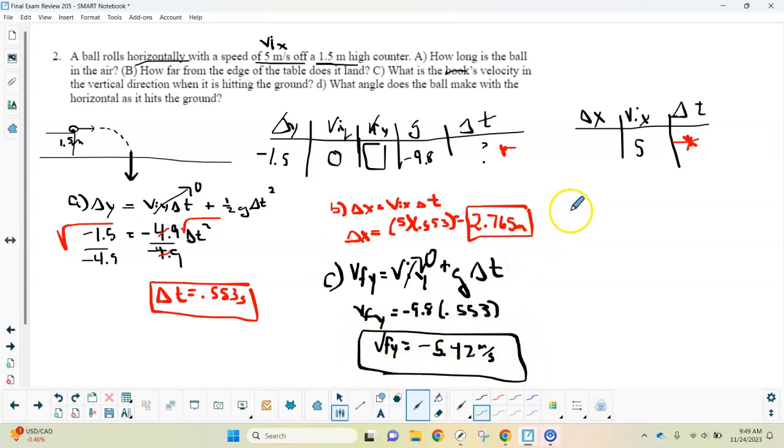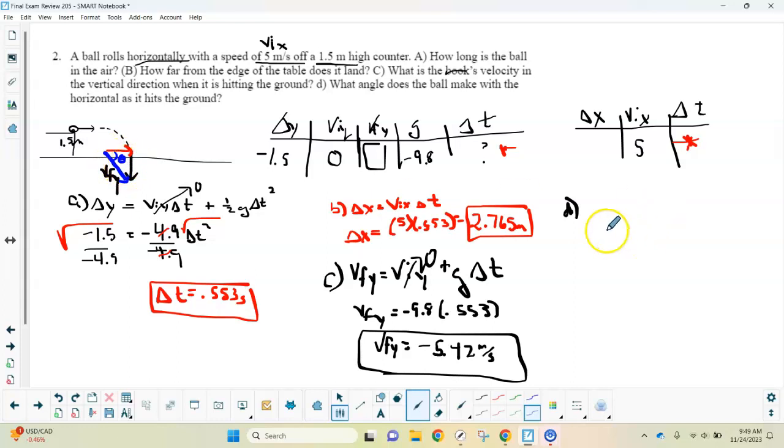And then finally for part D here, it wants to know what angle does it make as it hits the ground. So we just found VFY. We know the horizontal component because that's given to us as 5. So we got 5 going across that way for the x. This is the y we just found. And we're looking for the angle. So a lot of times in previous problems, we would solve for the overall velocity and the angle. We're just looking for the angle here. So we're just looking for theta.